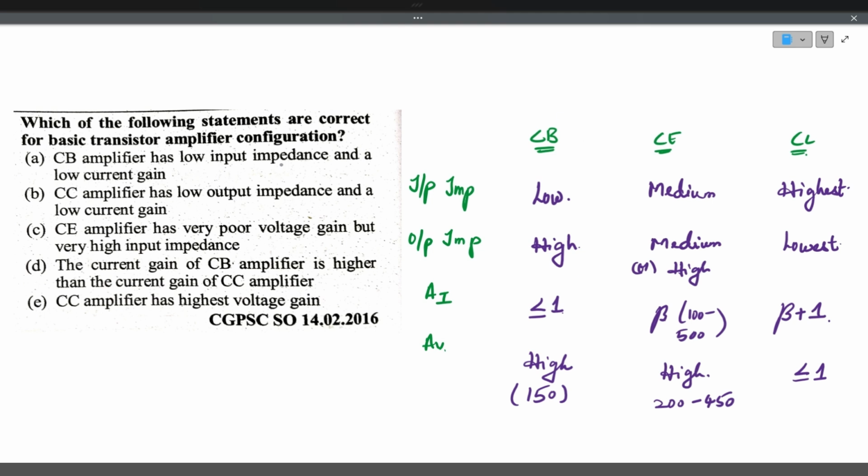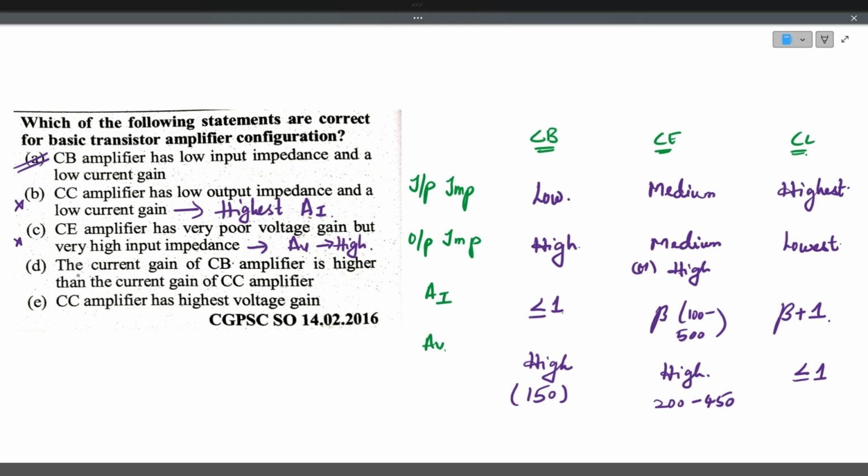Common base has low input impedance and a low current gain. Yes, this is true. Common collector has a low output impedance and a low current gain. No, it has the highest current gain, so this is wrong. Common emitter has very poor voltage gain but very high input impedance. No, this is also wrong. It has a good voltage gain, and a medium to high input impedance.